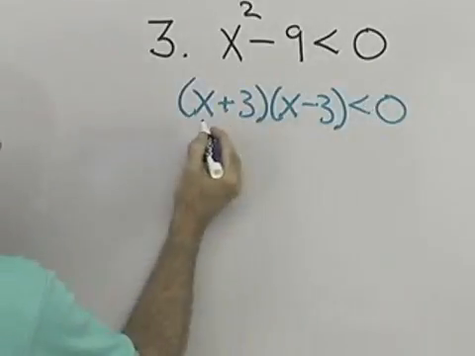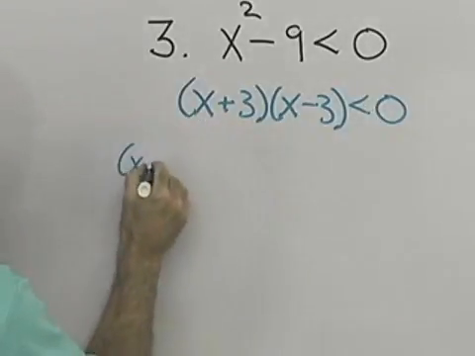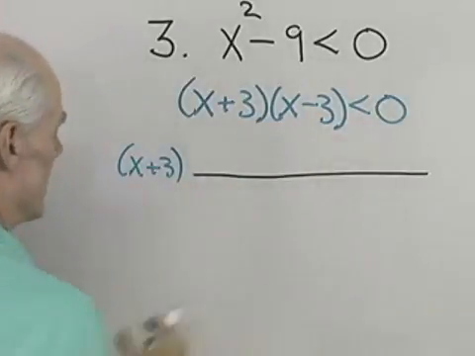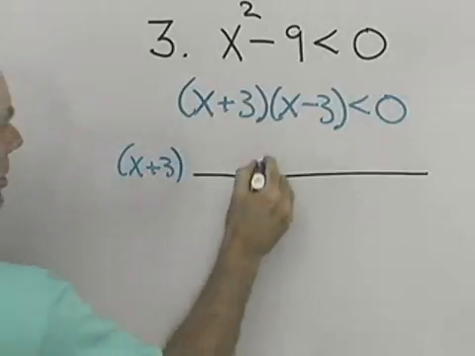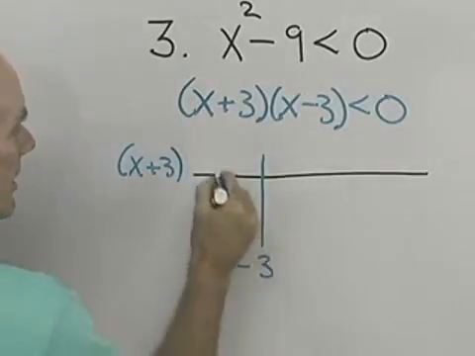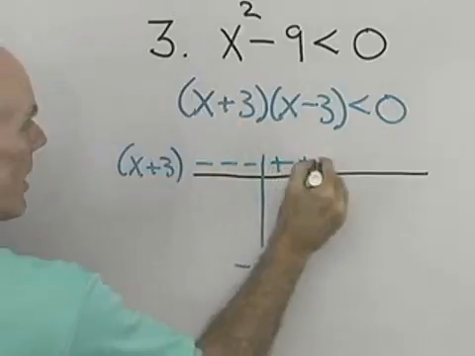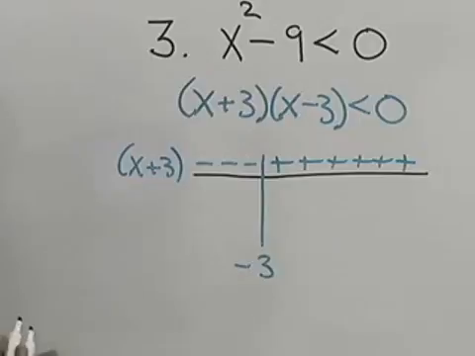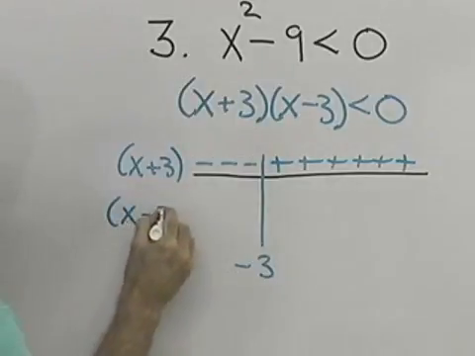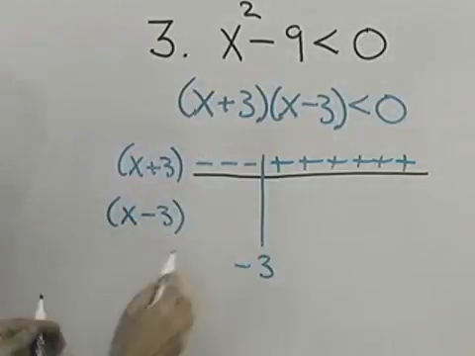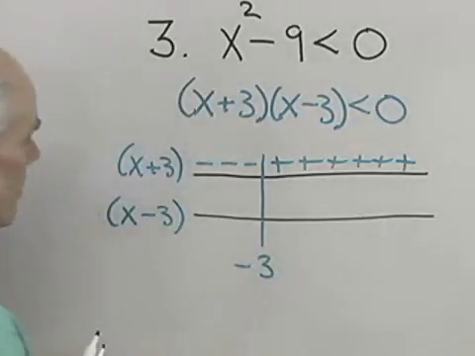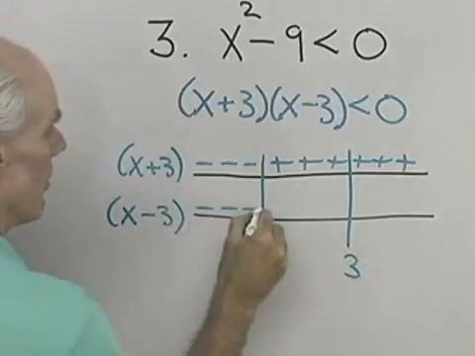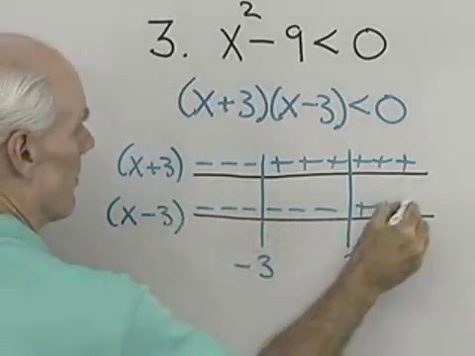Okay, I want to look at a sign chart for my factors, so I'll look at the factor x plus 3. I'll draw a little number line here, and x plus 3 is going to be 0 at negative 3. It'll be negative below that and positive above that. Then I look at my factor x minus 3, and it will be 0 when x is equal to 3. It'll be negative below that and positive above that.